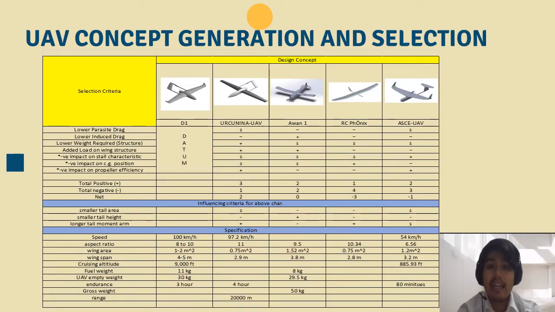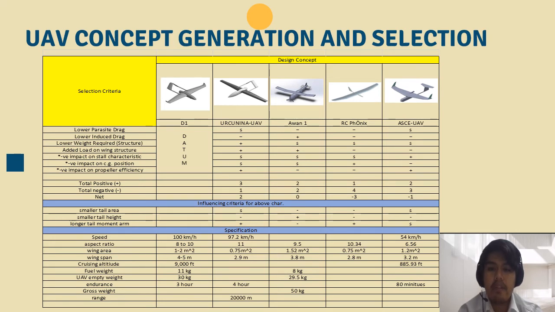Assalamualaikum. Next, let's look at the UAV concept generation and selection. The selection method that has been used is the Pugh chart selection method. As you can see, there is one datum design that will be compared with another 4 UAV designs from past projects that have been searched and studied. The first one is Ultrunina UAV, the second one is R11, the third one is RC Phoenix, and the fourth and final one is the ASCE UAV.